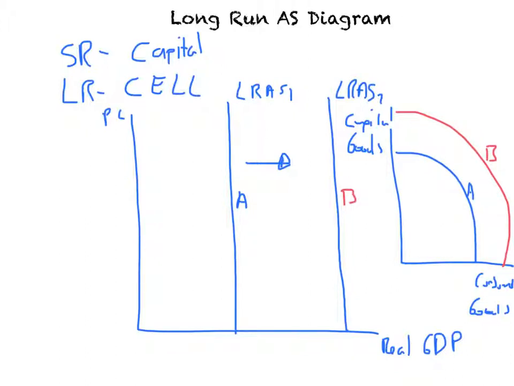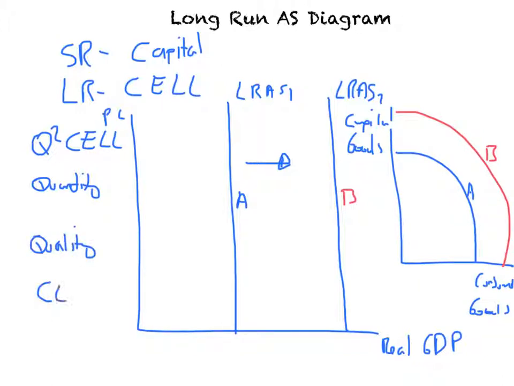Okay, right. So that is the long run AS. That's what the diagram looks like. But what you need to know is the factors that can make the long run AS go left or right, and what they are. Remember Q squared CELL, and what that means is you can either increase the quantity or quality of CELL. Now, if either quantity or quality is improved for capital, enterprise, land and labour, then there'll be an increase in what the country can make.